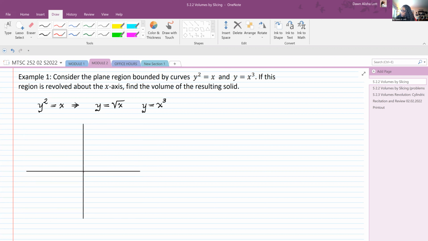So here is y is equal to the square root of x. And here is y is equal to x cubed. Okay. So I'm actually gonna move these, because this one is y is equal to the square root of x, and this one is y is equal to x cubed. So I see my little region. It's the region between the two. It tells me I want the region bounded between these two curves.